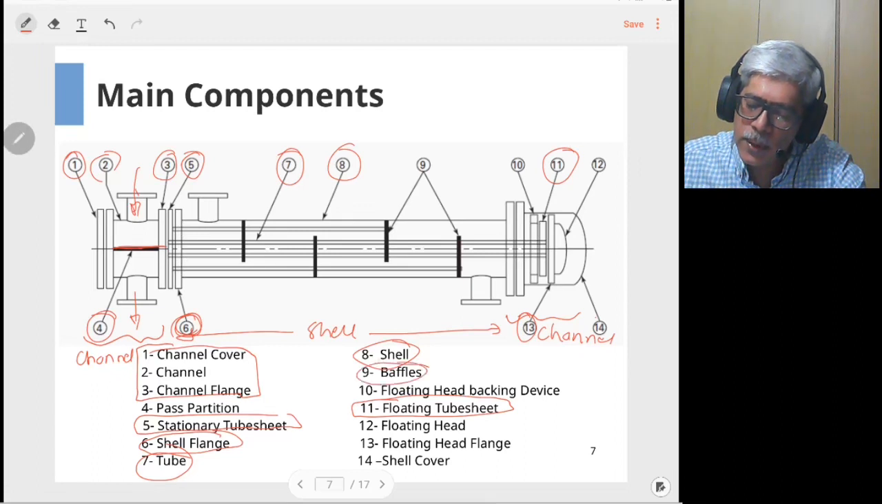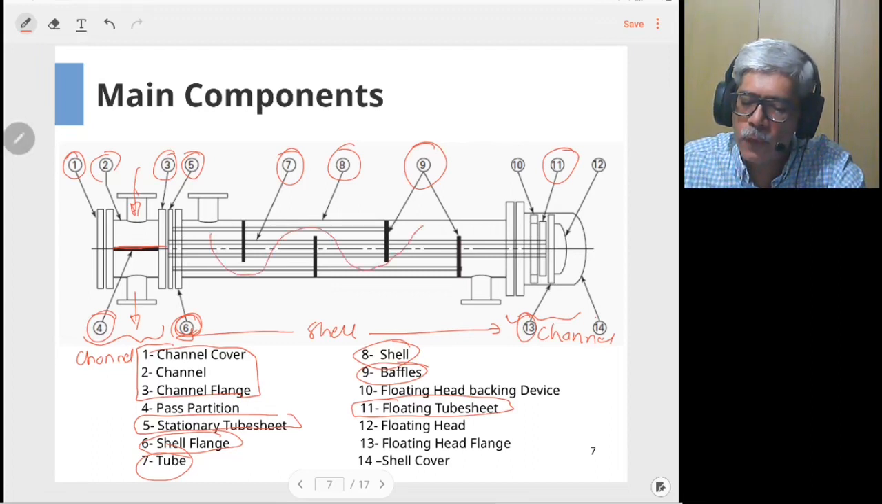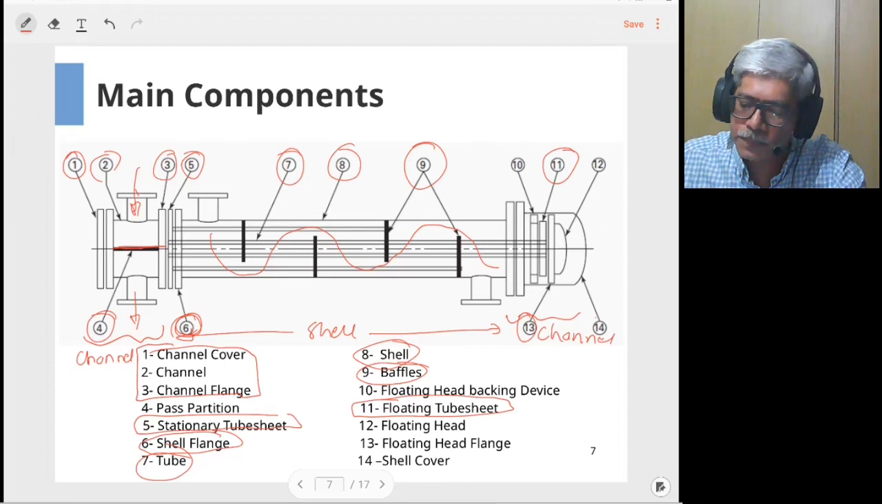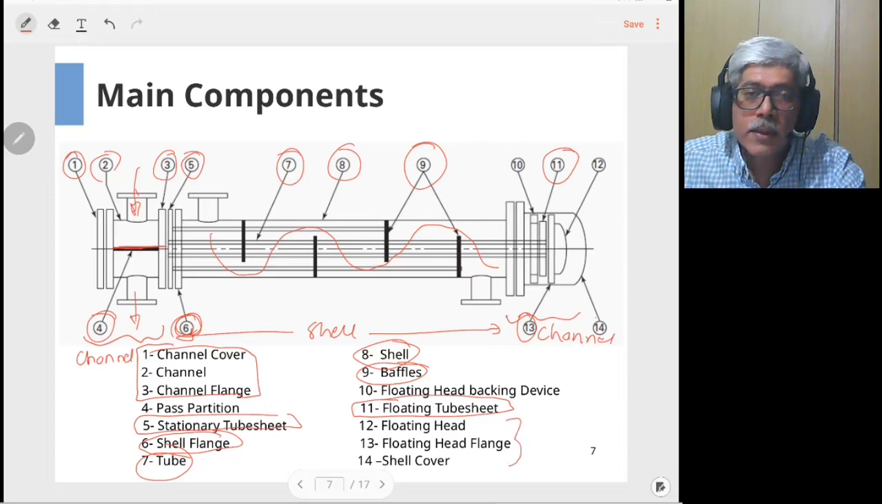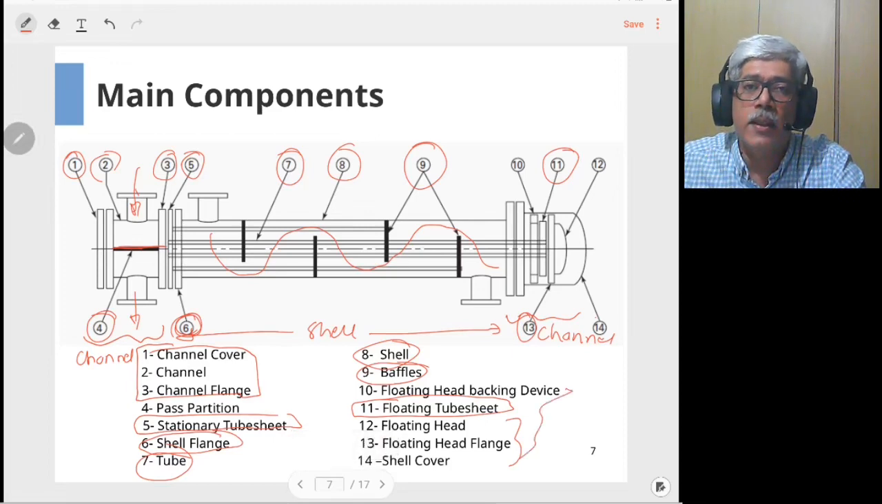In this case, component number 9 is known as the baffle. They serve two purposes. One, they support the tube bundle, so all the tubes are supported by these baffles. And also they regulate the shell side fluid flow inside the exchanger in order to increase the effectiveness of heat transfer. And there are other components because this is a special, floating tube sheet type of design, which we need not discuss at this particular point.